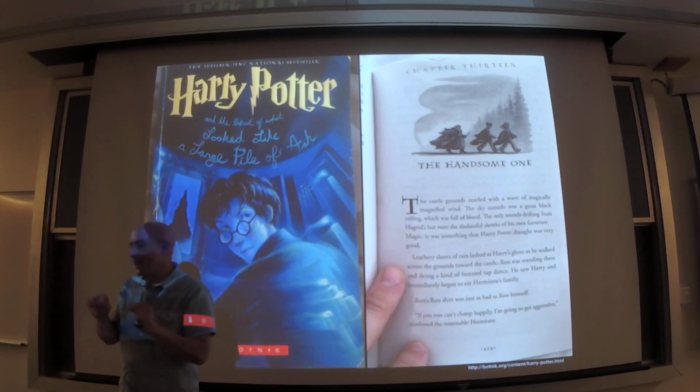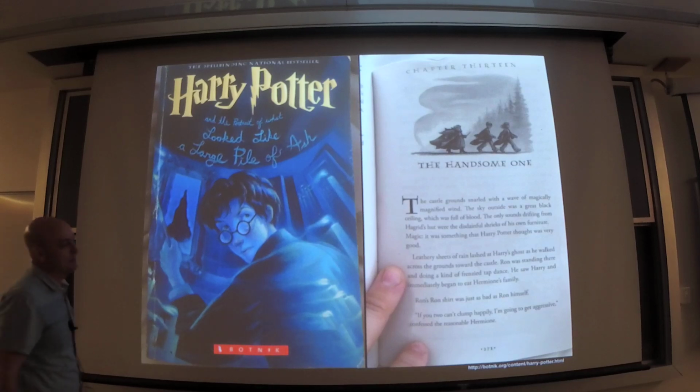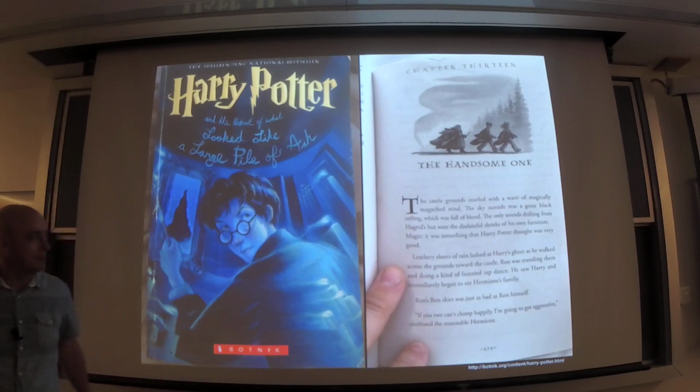But somehow, what it hasn't learned is this thing that you and I grasp right away, which is this is not semantically right somehow. The castle grounds snarled with the wave of magically magnified wind. That's almost right, except that it's not. You know it's not right away. These networks don't know that. What's the difference? We're not going to study that, but I love that question. You should go take a philosophy class next and think about that.